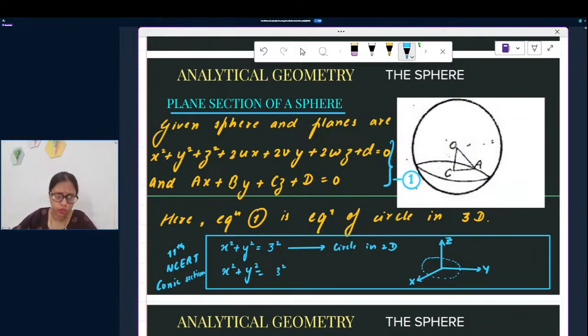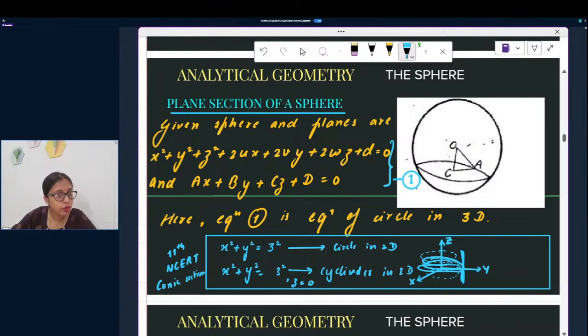Who told us that z is equal to 0? Z can be anything. Because z can be 3 also. Z can be 1 also. So basically, this is representing a cylinder of infinite length. So this is not a circle in two dimensions, it is a cylinder in three dimensions. Now the question is, how do I represent the circle which I'm making in the xy plane in three dimensions? Then you need to mention that z is equal to 0 along with it.